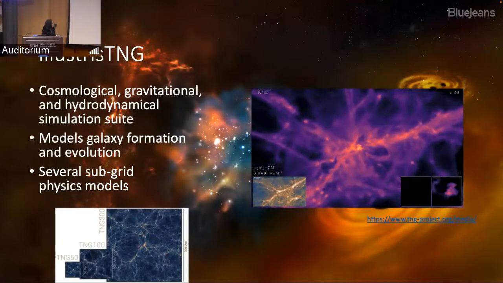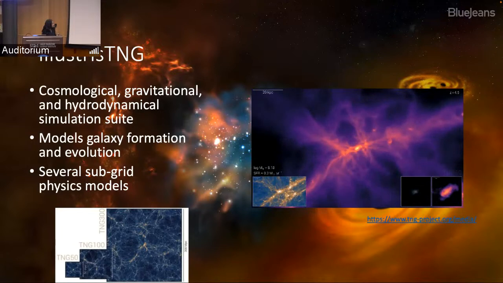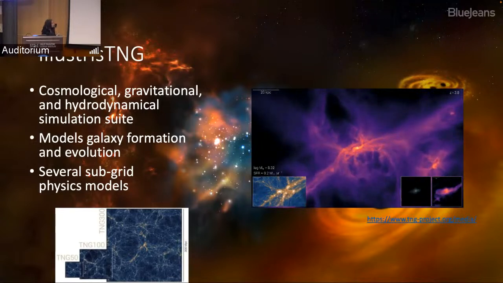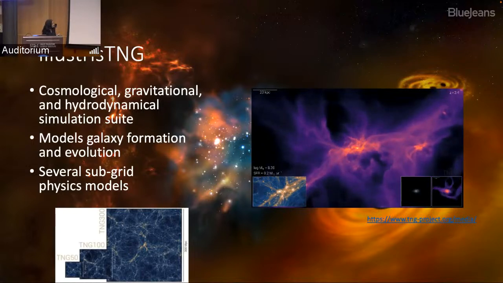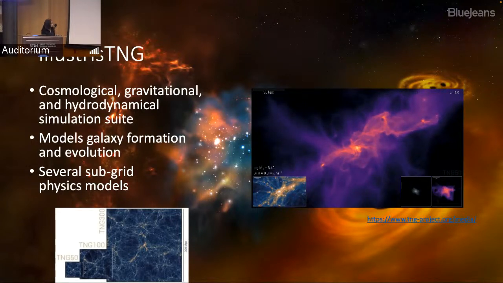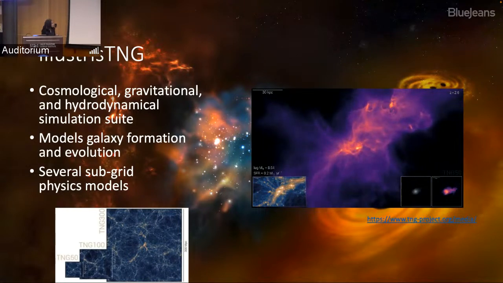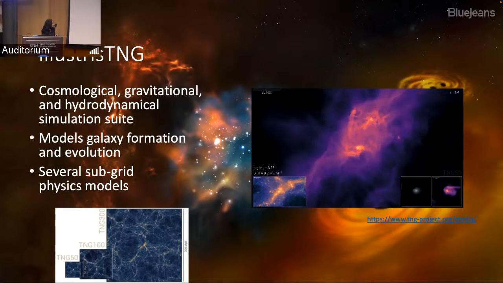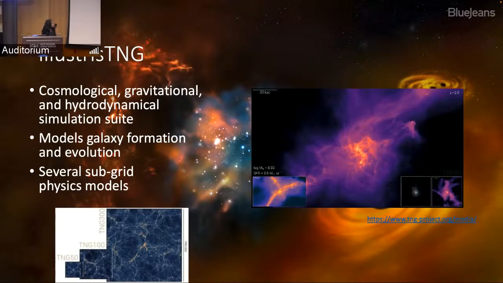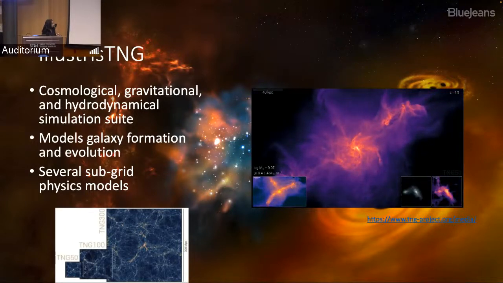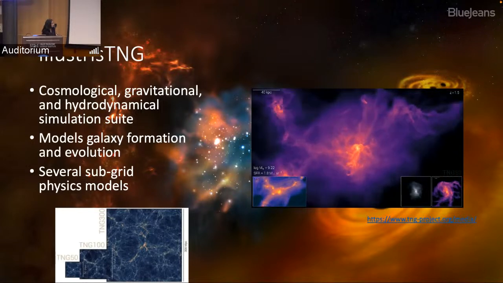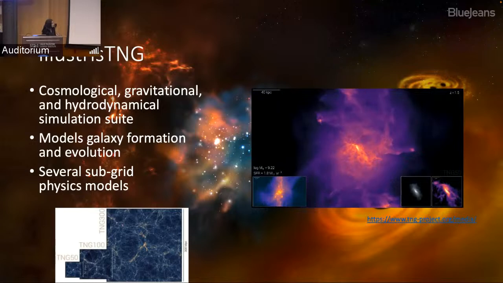We're utilizing TNG50, the highest resolution, smallest volume box. Here is showing the evolution of an average galaxy within TNG. It's a cosmological simulation with magnetohydrodynamics and N-body gravitational physics. Overall, it models galaxy formation and evolution well, as well as the black hole scaling relations. The subgrid physics models pertaining to black holes are that they grow via Bondi-Hoyle accretion and accrete with thermal versus radial modes of feedback. They have a simple seeding prescription where they seed a roughly 10 to the 6 solar mass black hole once the halo mass reaches a threshold.